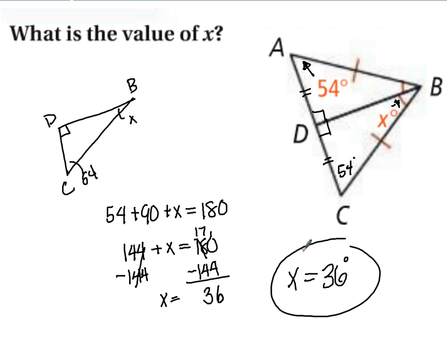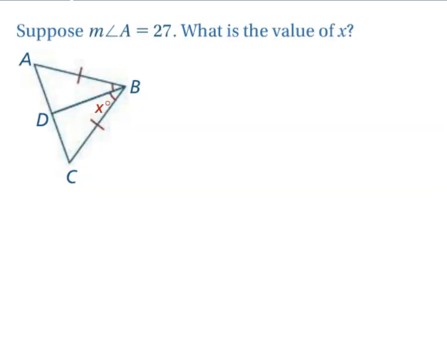Okay, here is another example. Suppose the measure of angle A equals 27 degrees. What is the value of x? So I know that A is 27 degrees. I also know, by looking at my diagram, that AB and BC are congruent. So that means I have an isosceles triangle. Because the sides are congruent, my angles are also congruent. So A and C are congruent. So angle C is 27 degrees.